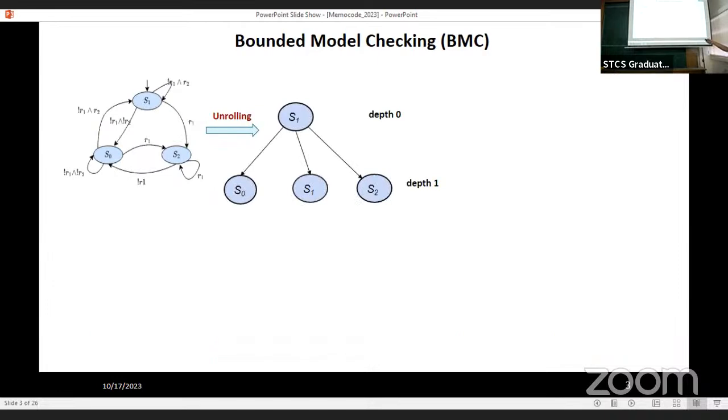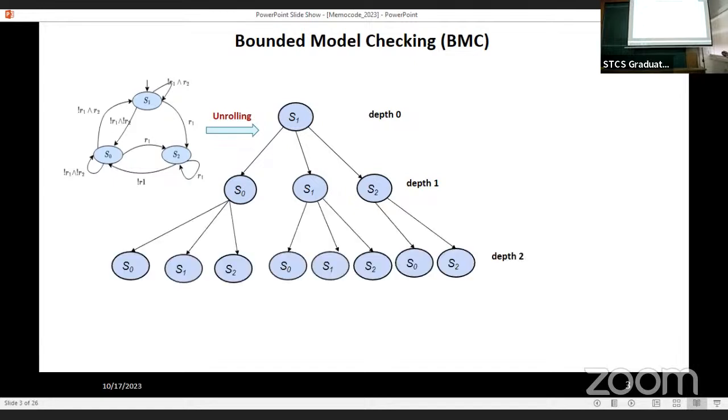So then possibly you'll unroll S0, S1, S2. From S1, you see there are 3 possible transitions. You can either go here. So what BMC essentially does is, starting from the initial state, it does an exhaustive unrolling of the system over time and examines the truth of your property at every depth. So it's kind of a breadth first search for a counterexample to the property. Given a property and a state transition system, bounded model checking unrolls your state transition system over time and tries to look for property violations.